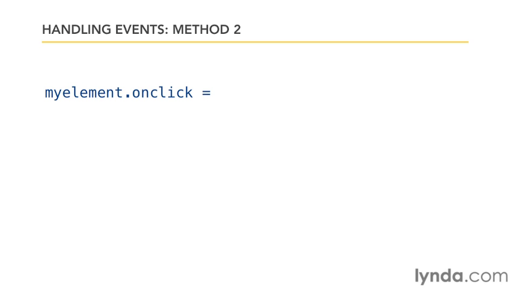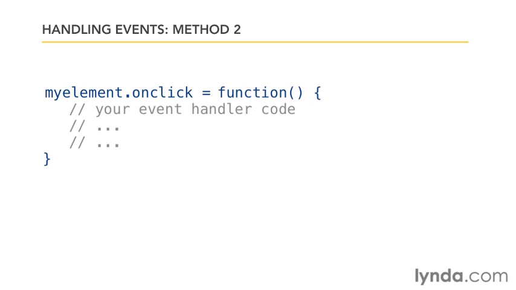So we use the equal sign and then this following format. The word function, opening and closing parentheses, and then the opening and closing curly braces. And then you put your event handler code inside here, whatever you want to execute when they click that element, whether that's 1 line or 100.